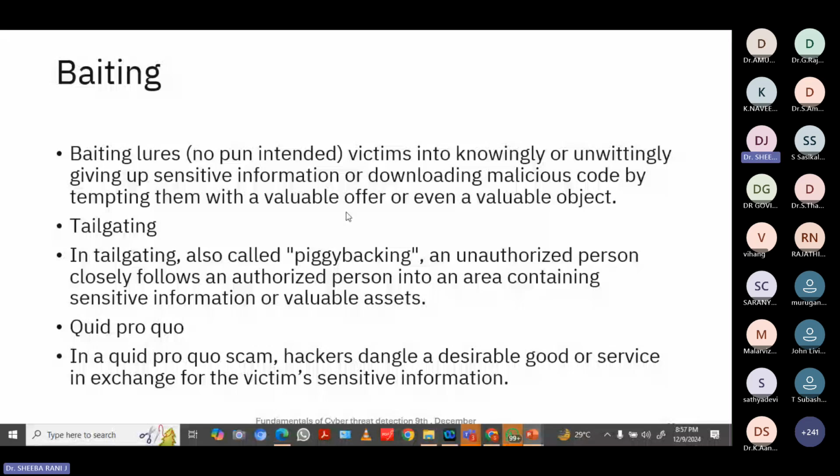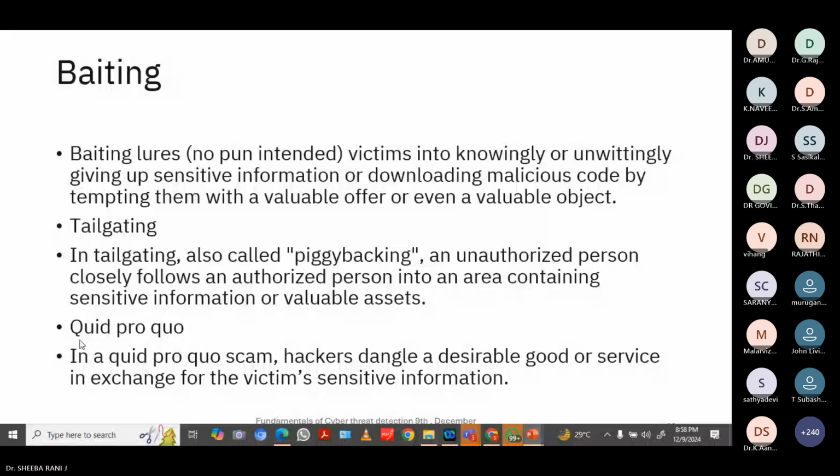Tailgating, piggybacking: an unauthorized person closely follows an authorized person into an area containing sensitive information or valuable assets. These are also phishing or social attacks. Quid pro quo: hackers dangle a desirable good or service in exchange for the victim's sensitive information. They know what we require, and based on that they approach us. Quid pro quo is a term we use in all legal matters.